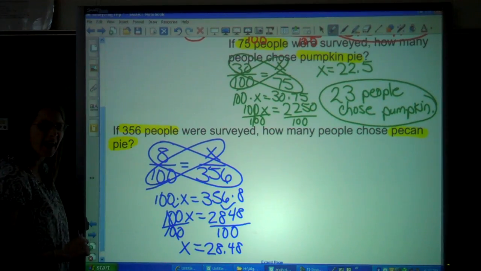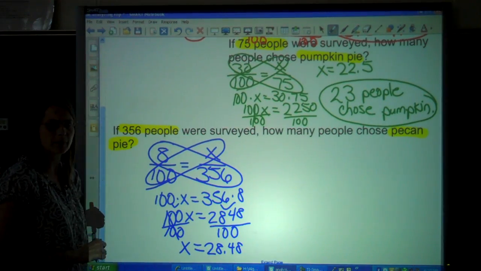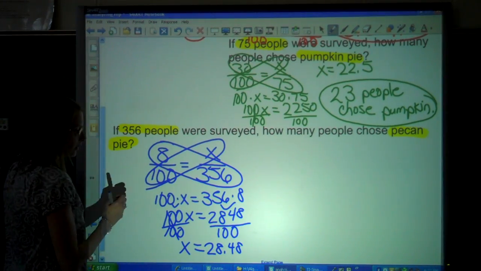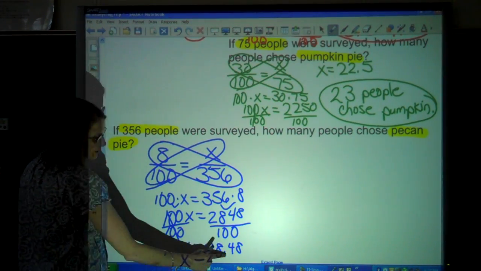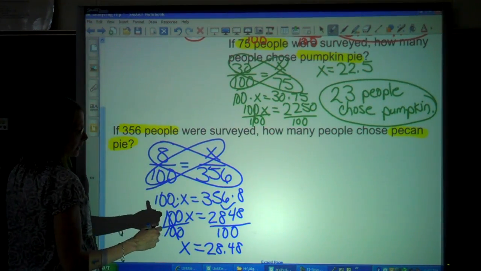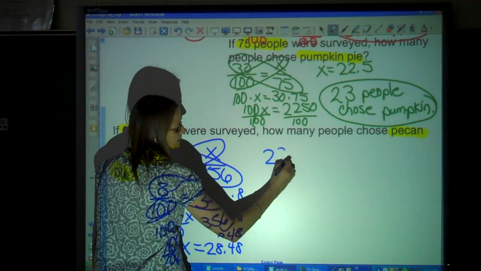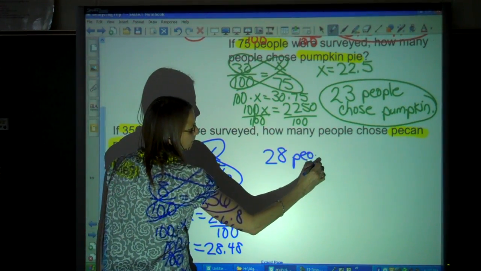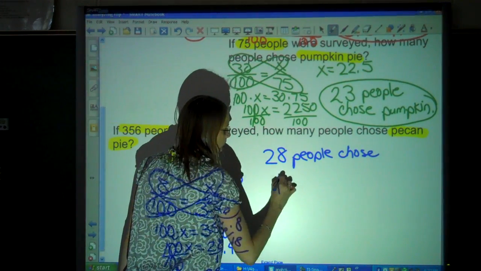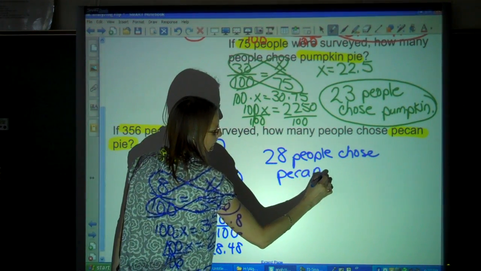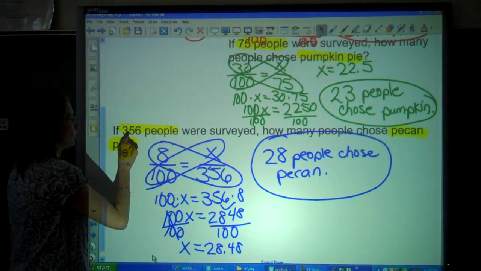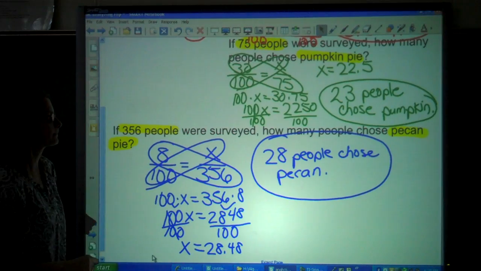And again, I can't have 28.48 people. There's no such thing as less than half a person. So what I'm going to do this time, since it's a 0.48, is round it down. So 28 people chose pecan. And that's if 356 people were surveyed.